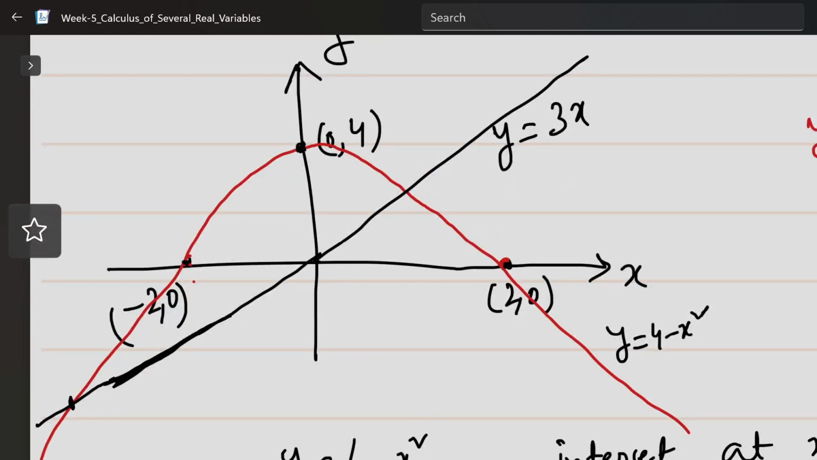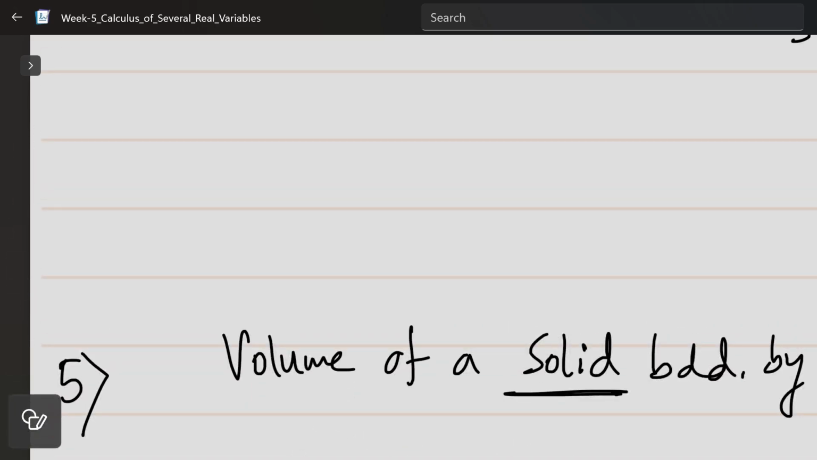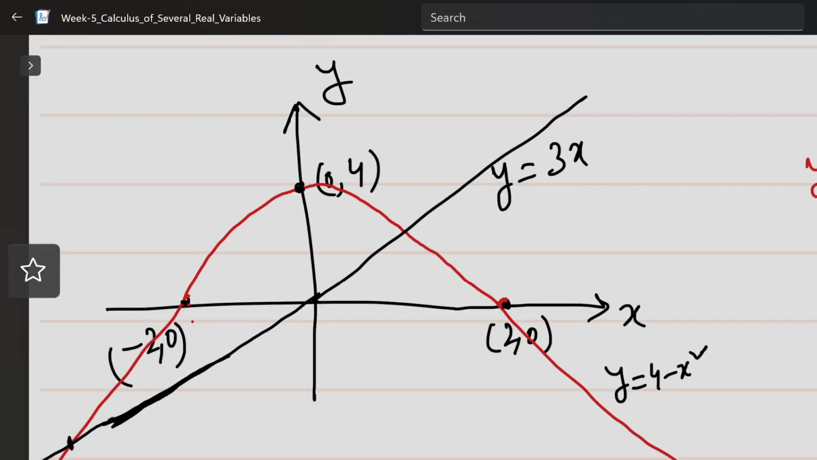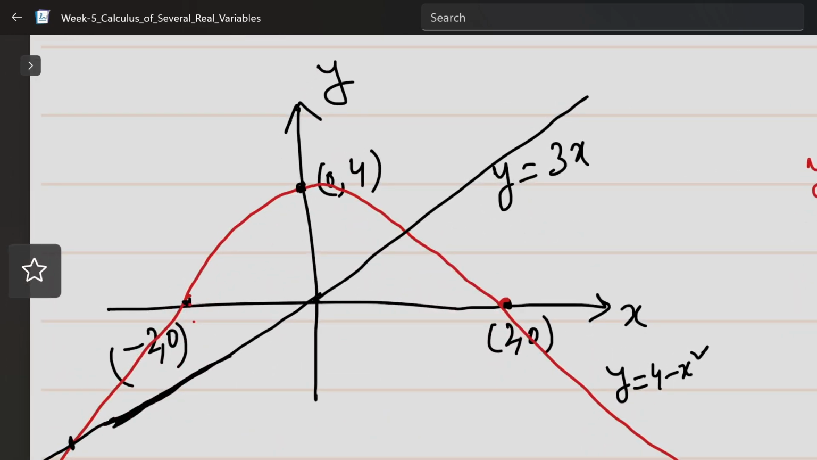So tell me the intersecting points, because it is given that the solid is bounded by these regions. In the xy plane it is this region. So you have to find the bounded region. This is my whole region. Somehow you have to find these two points, this intersecting point A and this B.